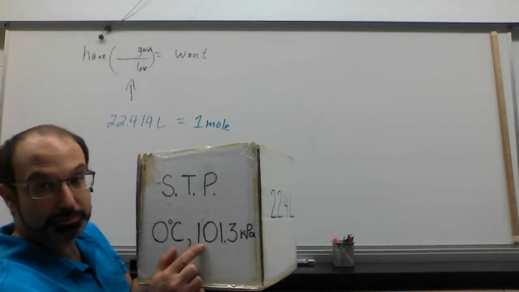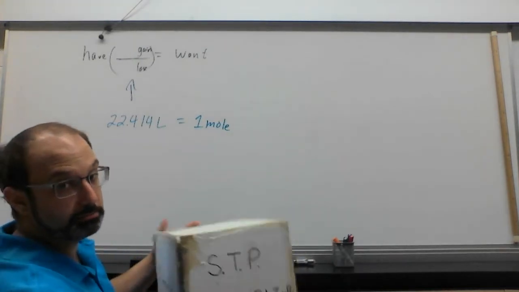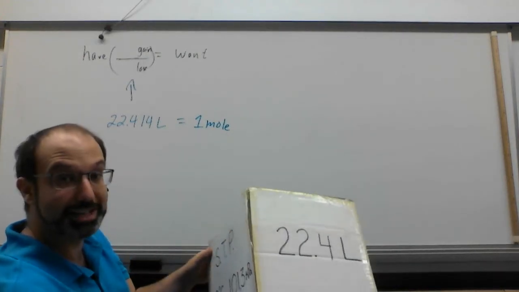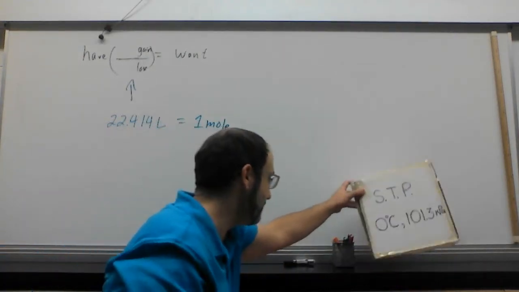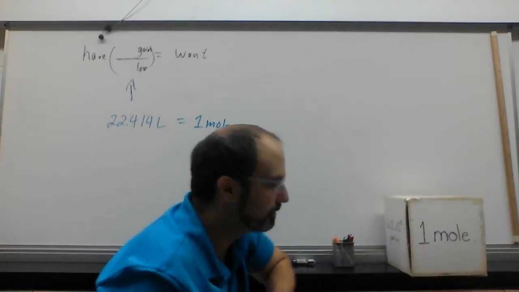Why the 101.3? Because it turns out that sometimes we do things that don't involve Earth, like other planets, or maybe the inside of some kind of special device that we've built. Either way, here is our 1 mole of gas.